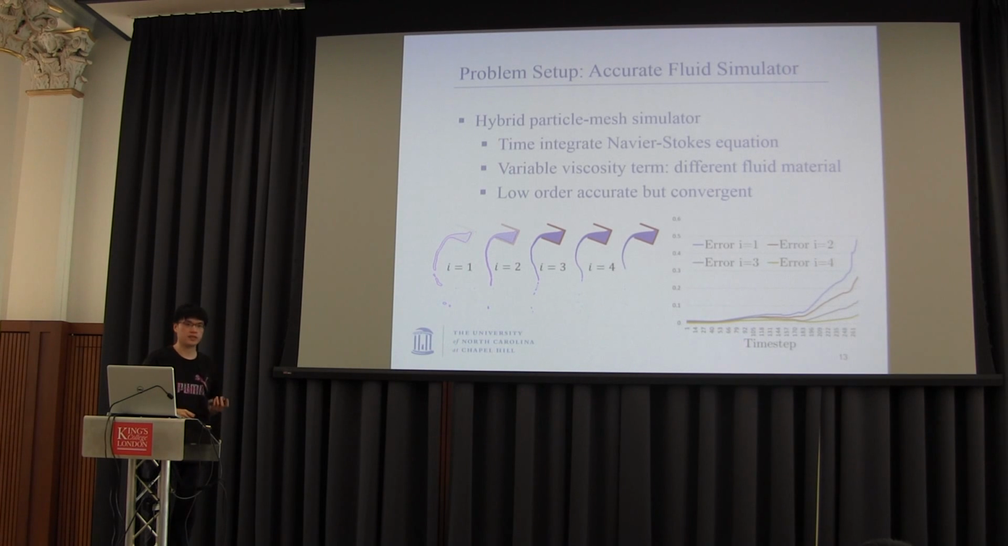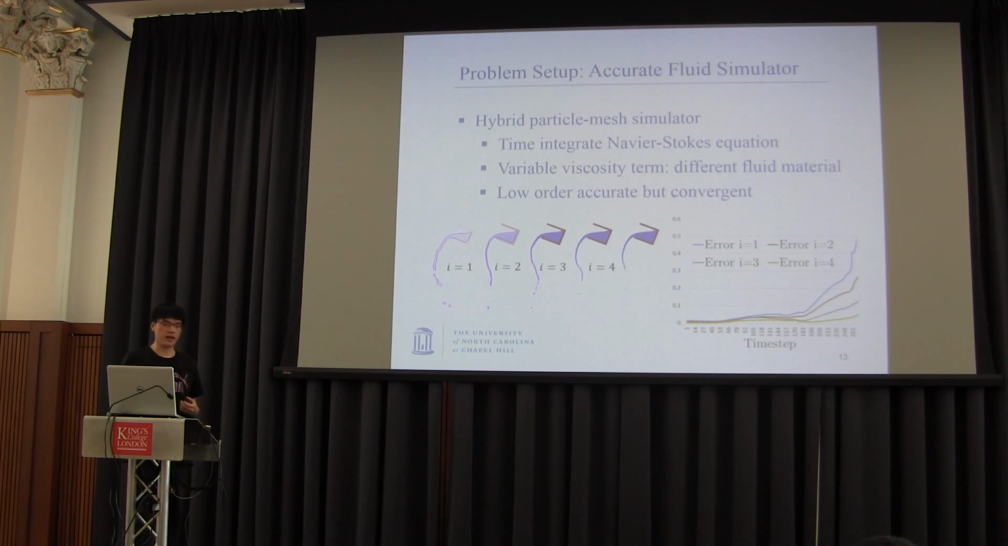Since currently we haven't experimented with our system on a real robot, we need to build a fluid simulator. We use a classical algorithm called FLIP, which is based on a hybrid particle-mesh representation, and we also incorporate a laminar viscosity term so that we can experiment with different fluid materials, ranging from water to more viscous materials such as jelly, honey, or milk.